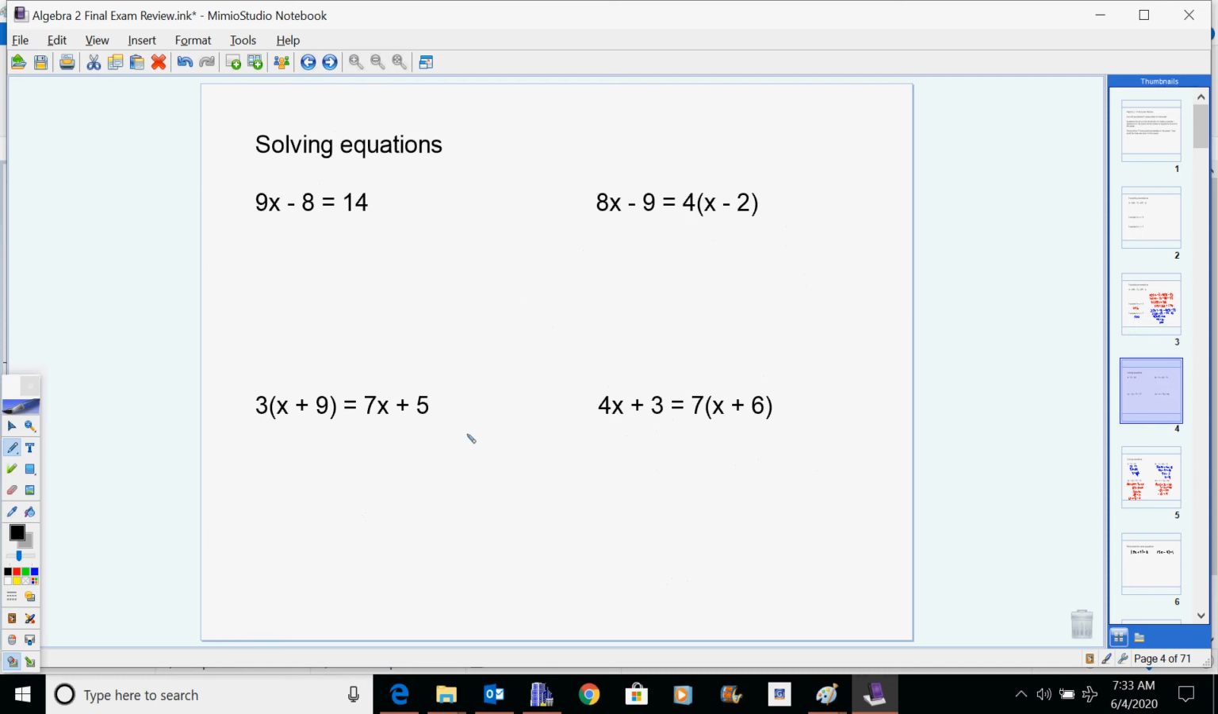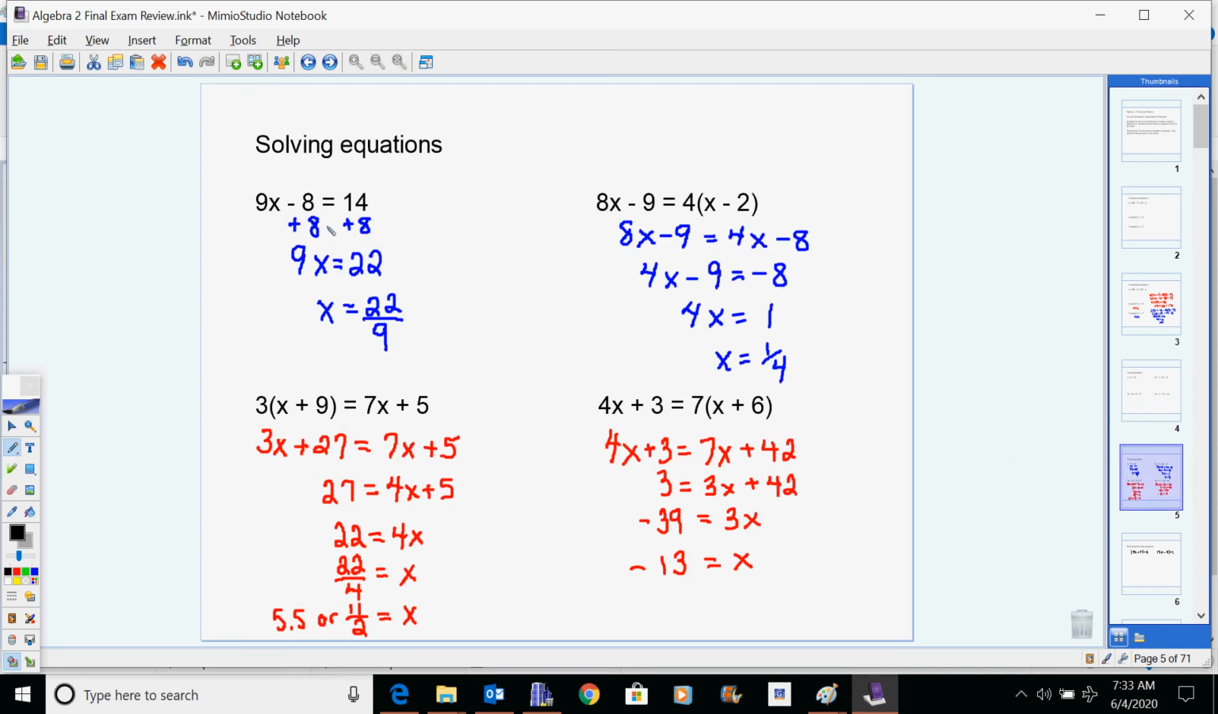Okay, solving equations. Now, once again, you've been doing this for a long time. These are probably from pre-algebra, and then these Algebra 1 type of questions. And you know that the key to doing these is always to do the same thing to both sides of the equation. So here, adding 8, then dividing by 9. Here, distributing first, then moving the variables to the same side by subtracting 4x from both sides, then adding the 9 to both sides and dividing by 4.